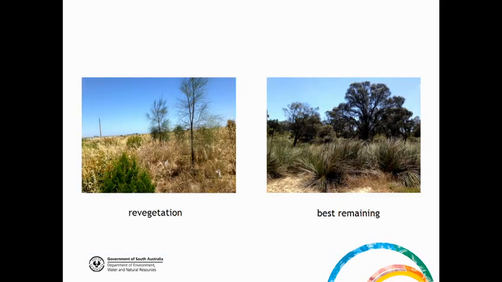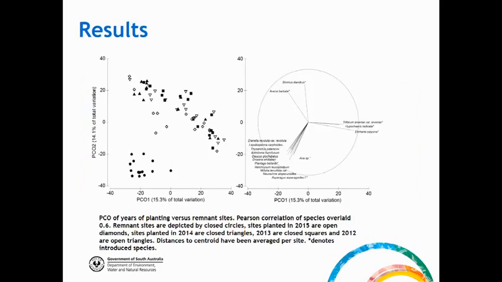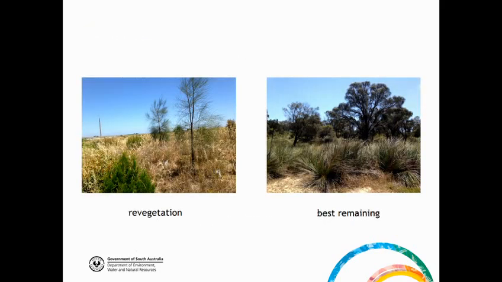So this is kind of a picture to look at what we were trying to go from and to. I think this is not an initial planting. I think this is one of the older planting sites. But you can see that we're trying to get to the picture on the right-hand side from something that looks a bit similar to the picture on the left.